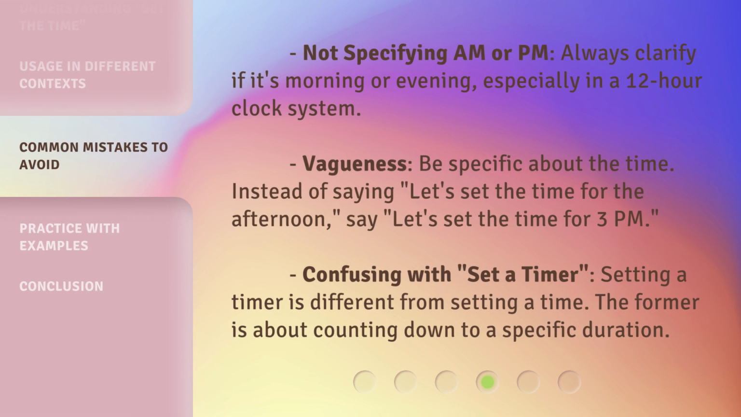Not specifying AM or PM. Always clarify if it's morning or evening, especially in a 12-hour clock system. Vagueness. Be specific about the time. Instead of saying, let's set the time for the afternoon, say, let's set the time for 3 p.m.